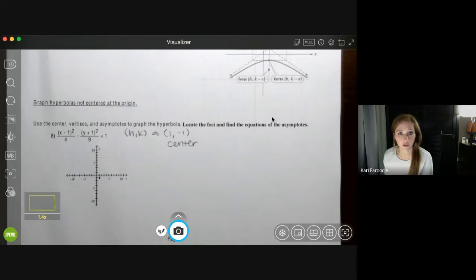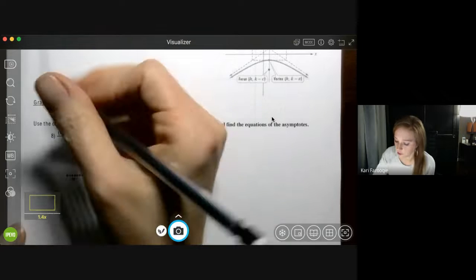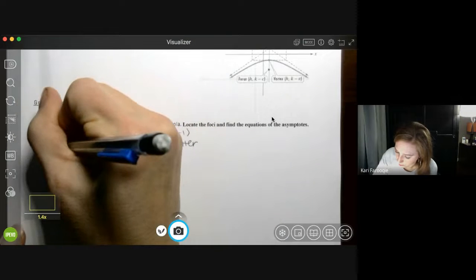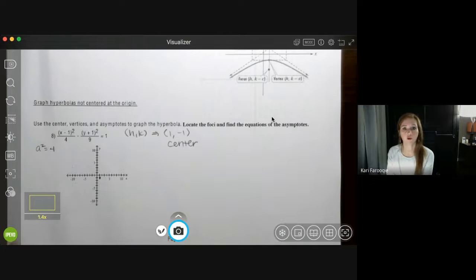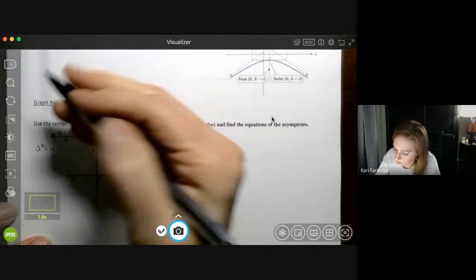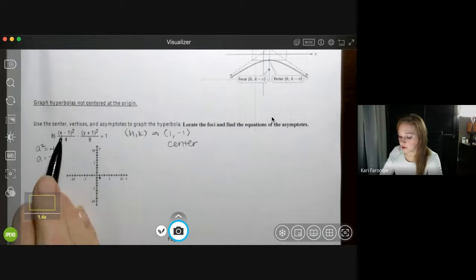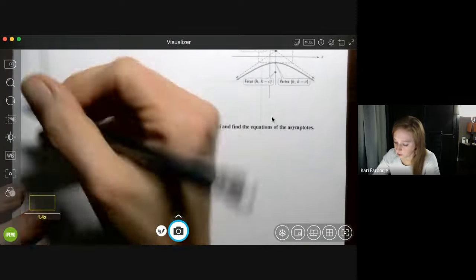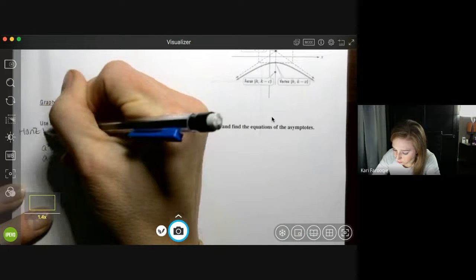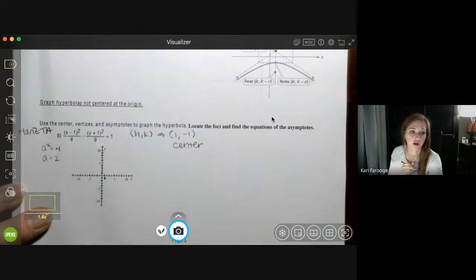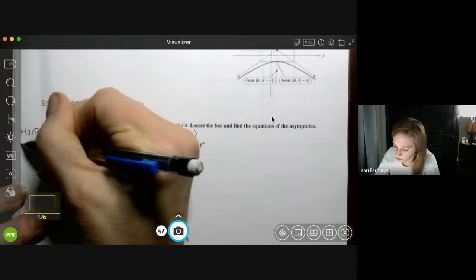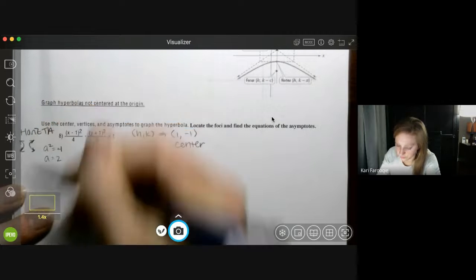Okay, now it's also important that we discuss the values for a squared and b squared. Remember that a squared is always in the denominator of the first term. It does not have to be the larger number. A squared is 4, a is 2. It's also important that we discuss the opening of the hyperbola. This one has a horizontal transverse axis because the x squared term comes first. So we know it's going to open left and right.